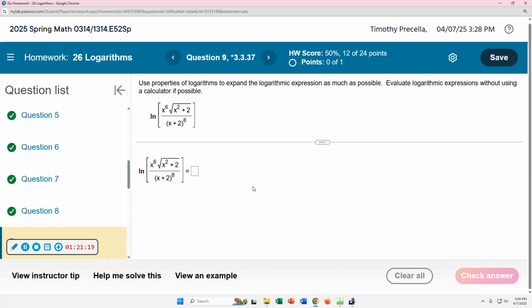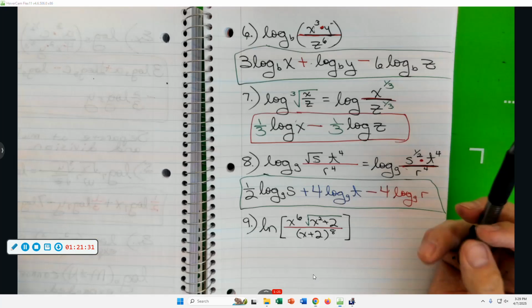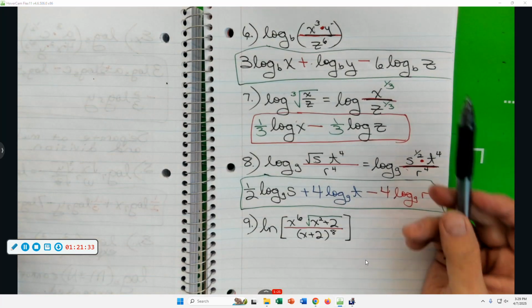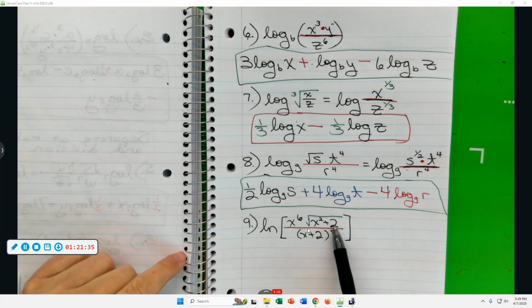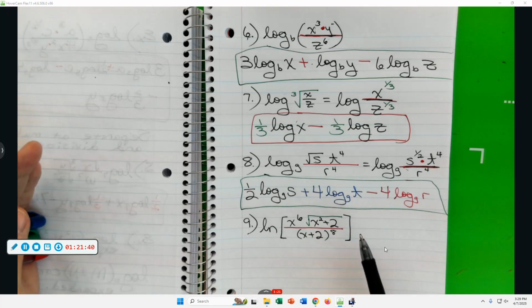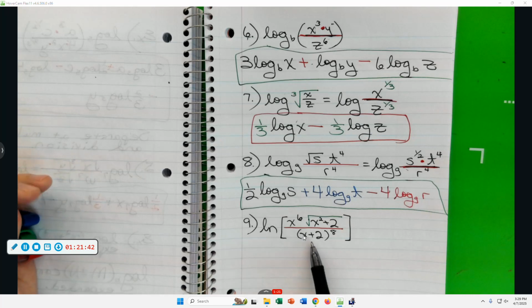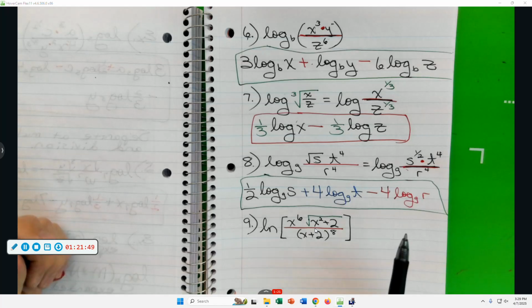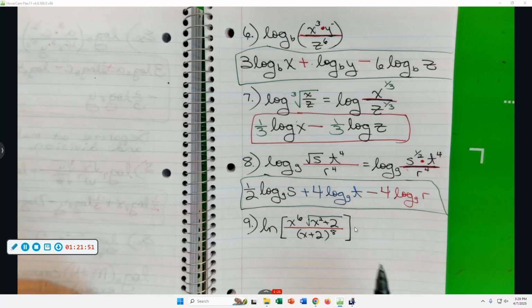This one's unusual because this is the first one we've done expanding where there's pluses in the argument. Normally it's just multiplication and division. You cannot split up a sum or difference. We have an x squared plus 2 in this argument. That means you're going to be stuck with an x squared plus 2 in your final answer. You have an x plus 2 down here. You'll be stuck with an x plus 2 in your final answer. You can only separate at multiplication and division.